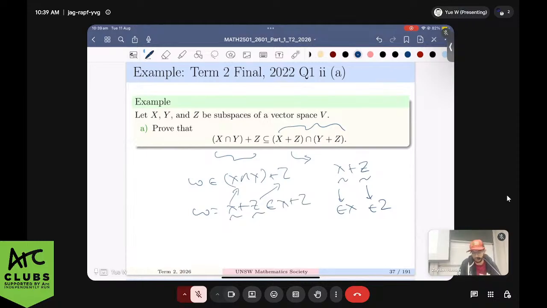And you can do the same thing for Y. Because x is in X intersect Y, it's also in Y. So w we can also write as y plus z, and this would be in Y plus Z. And this proves that w is in both X plus Z and Y plus Z. Therefore, it has to actually be in the intersection.